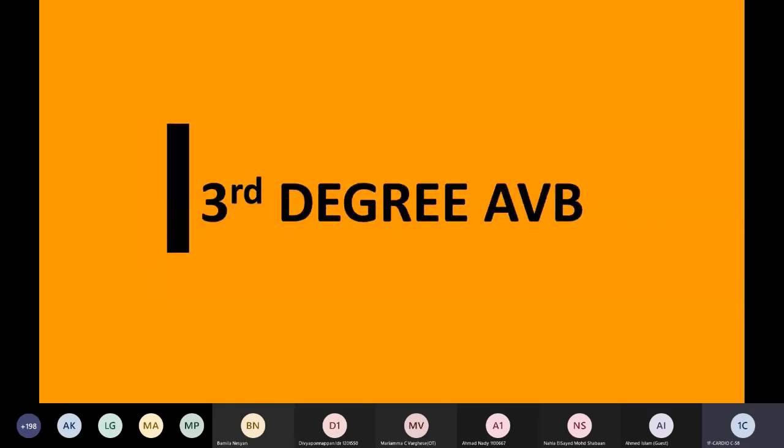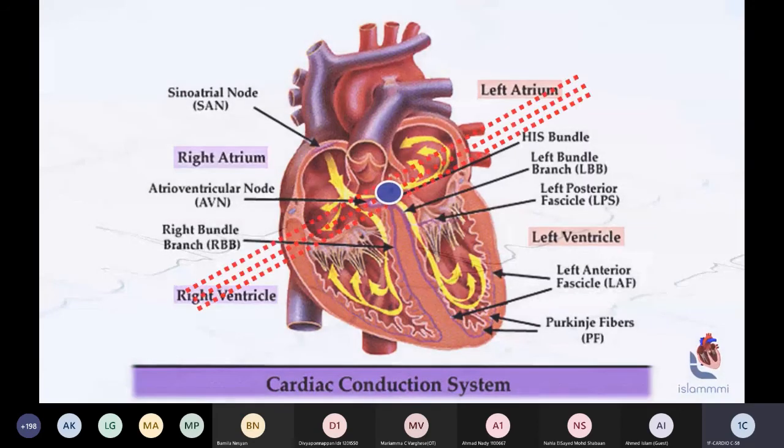Type 3, complete heart block, as we refer to it, we have no connection at all between the atrium and the ventricle. It means that the impulse in the atrium will remain in the atrium, so the P wave will stay here, never cross here, and the ventricle will work with another pacemaker from the ventricle. So they are working independently.